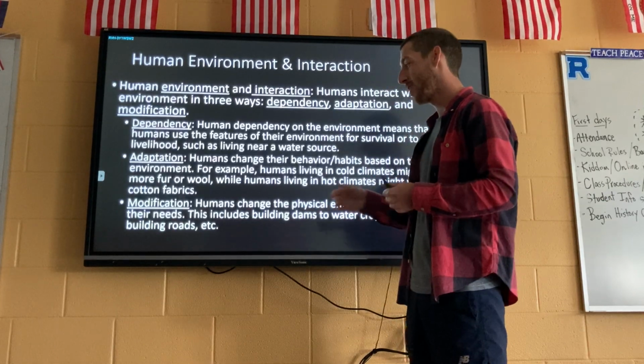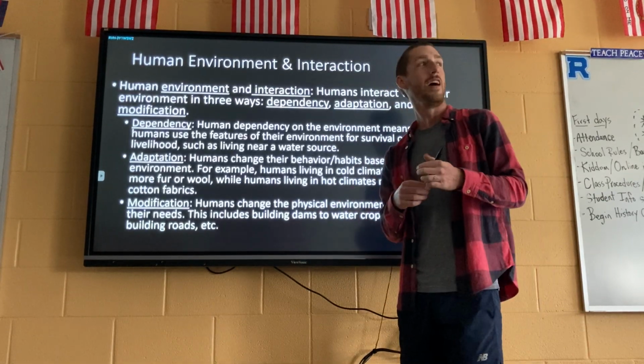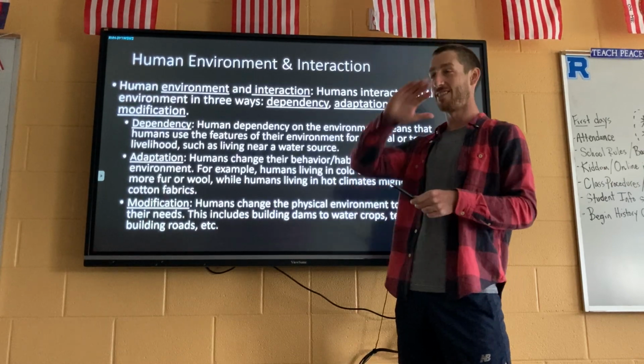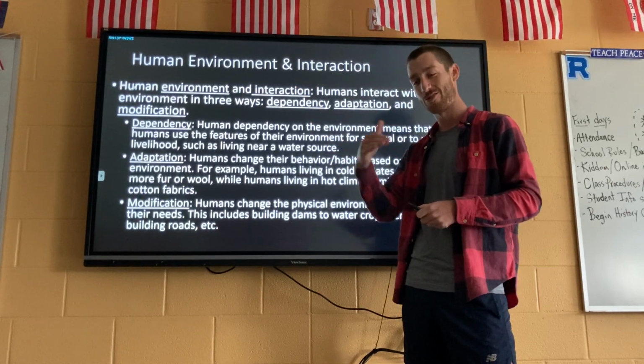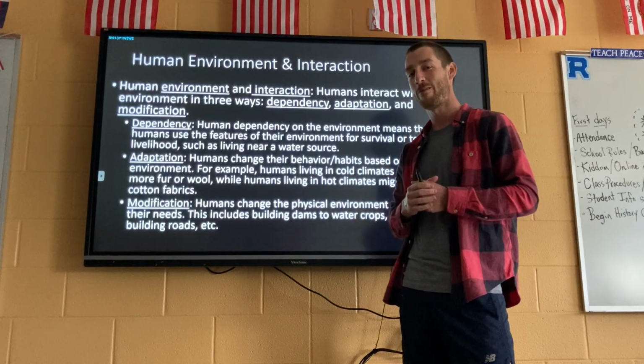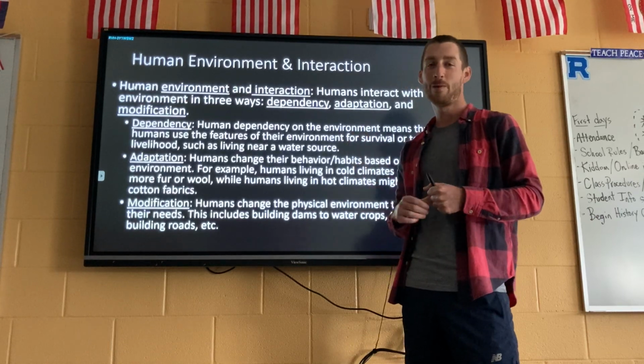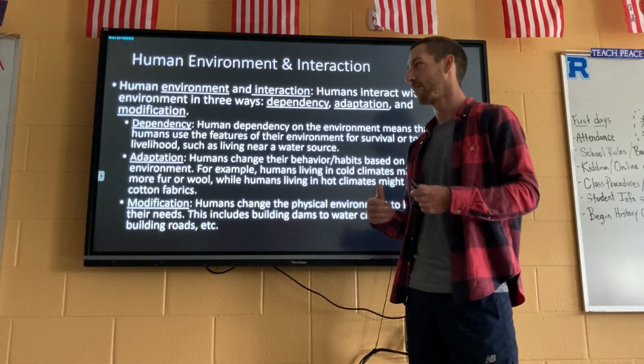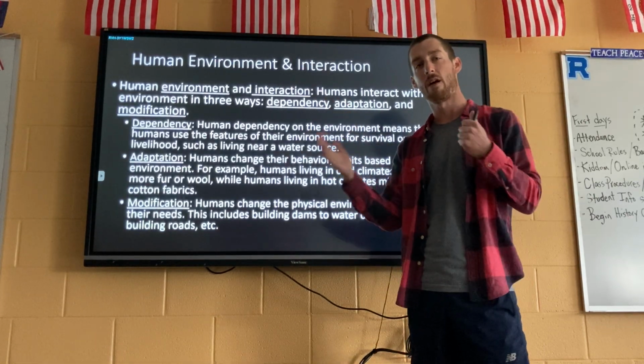Another example of how we've modified our environment in Murfreesboro. If you've been in North Murfreesboro and you've seen the landfill, it's like they basically built a mountain and trash is underneath. So that's the way we've modified our environment. Anything you build, anything you change about the outside, that's a human modification to your environment. So that's how we interact, okay?